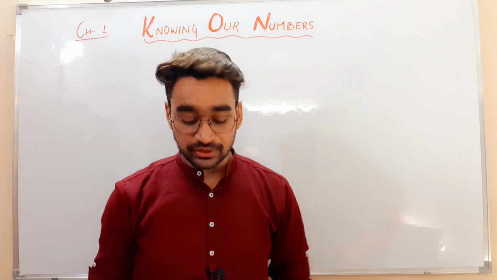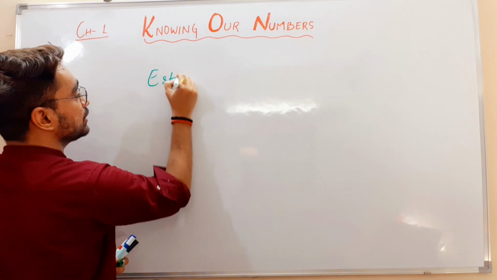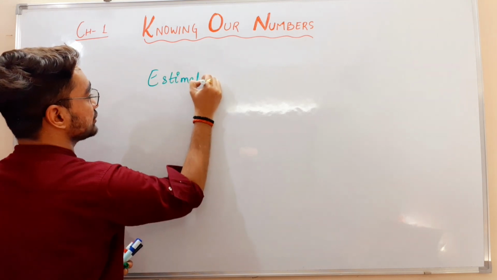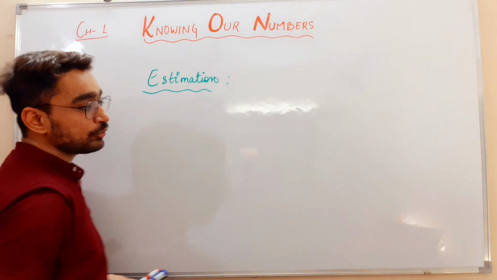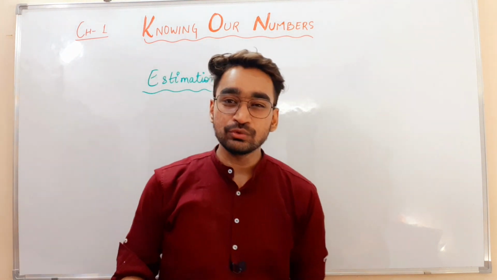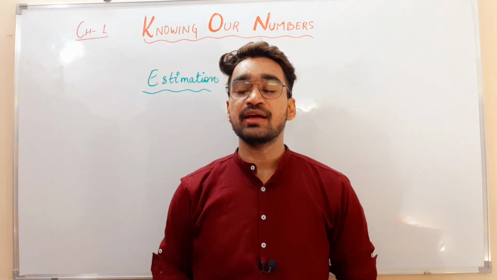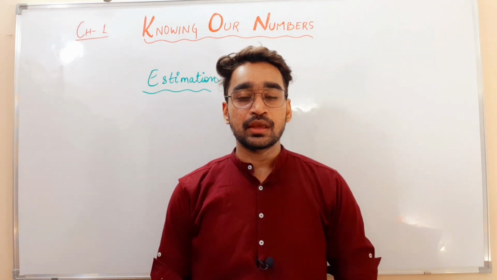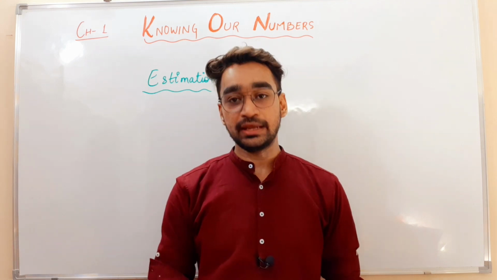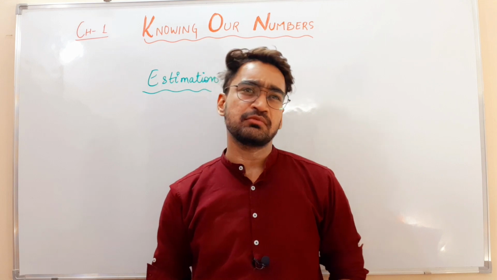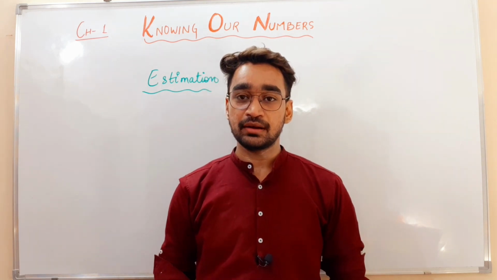So what is actually estimation? Estimation is when we don't know the exact number, we use some approximate number. For example, if I am asking you how many people live in your street or in your area, you will say some 1,000 people are living there, approximately 1,000 people.